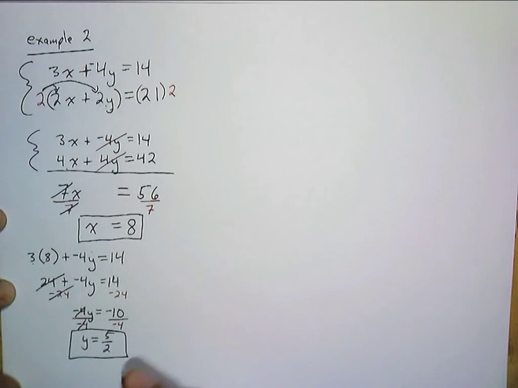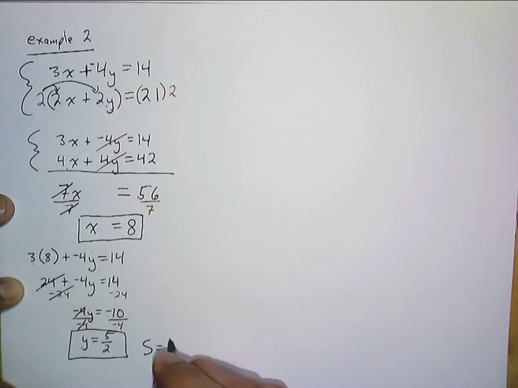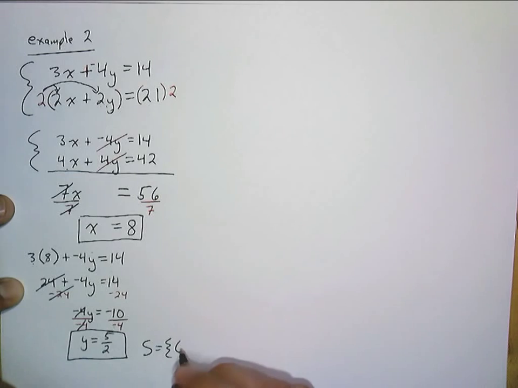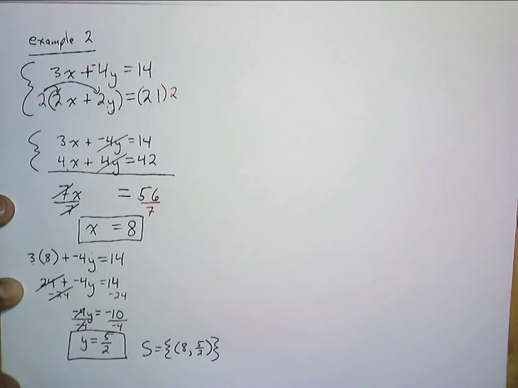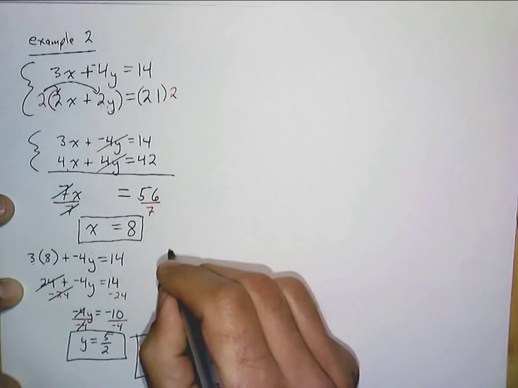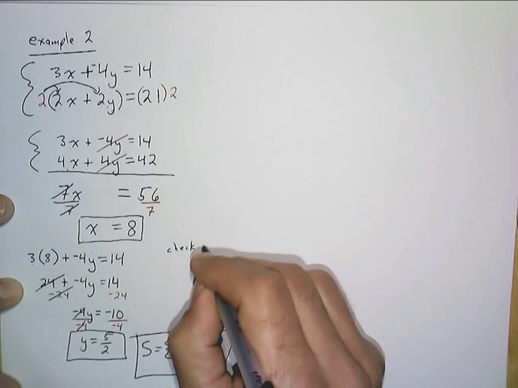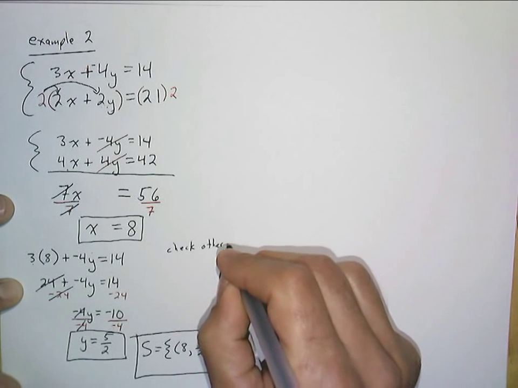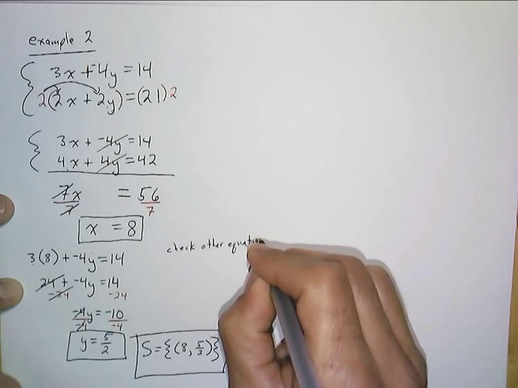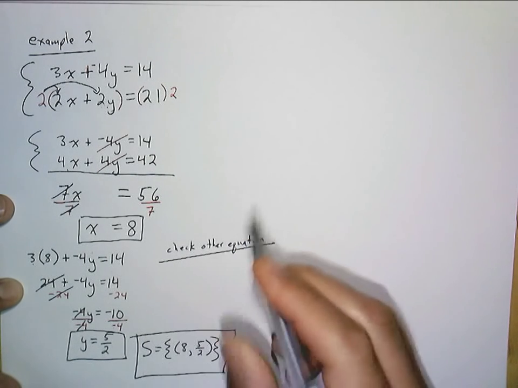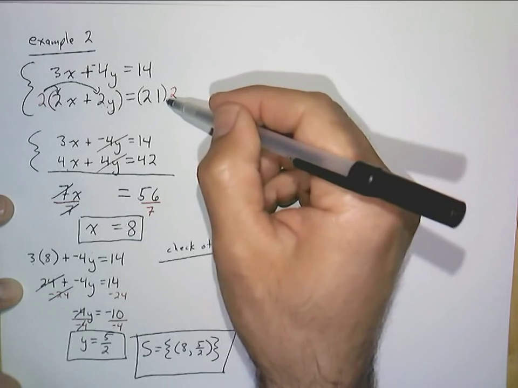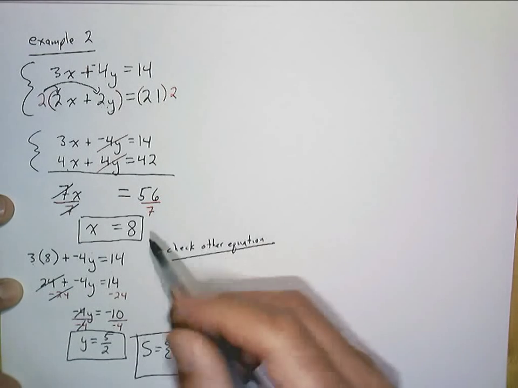Okay. So here what we're saying is the solution set, or the point of intersection, here is just going to be the point with x-coordinate 8 and the y-coordinate of 5 halves. But just to make sure, we should really check the other equation too. So we'll plug this back into the second equation and see if we get the same y value.